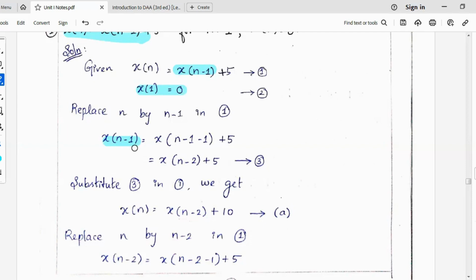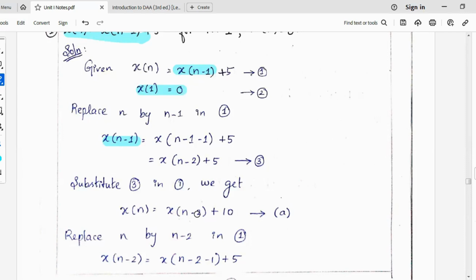I am going to replace the x of n minus 1 in the given equation by this expanded value. So x of n equal to x of n minus 2; already there is a 5, and now again we are getting plus 5, so 5 plus 5, 10. Now in the second backward substitution, initially it was x of n minus 1 plus 5, and now it is x of n minus 2 plus 10.